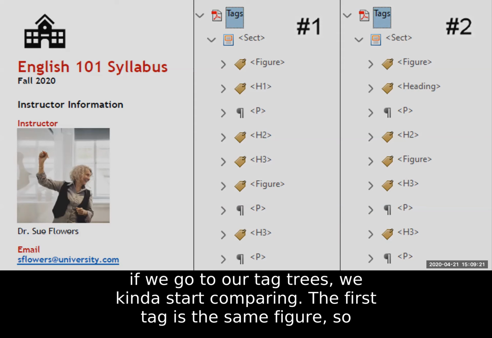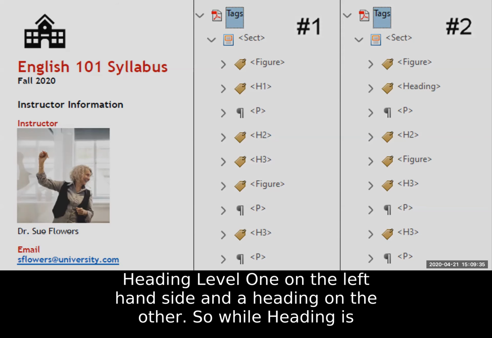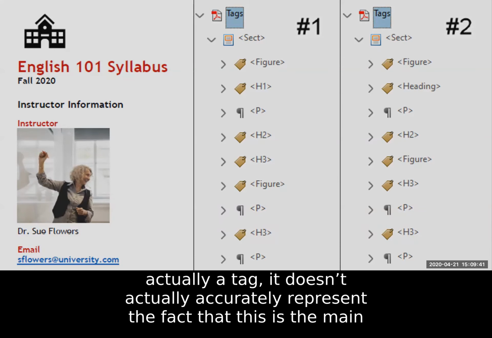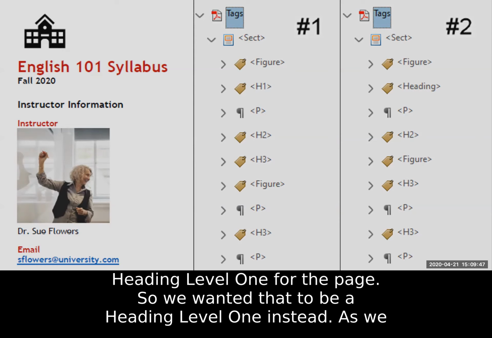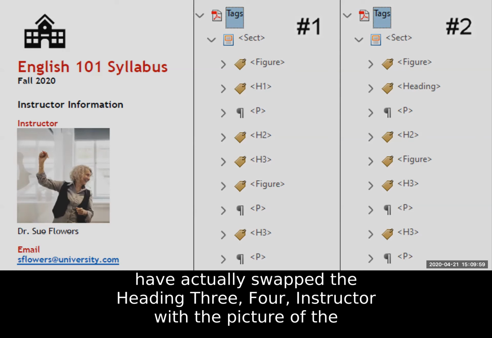So if we go to our tag trees, we start comparing. The first tag is the same figure, so that's actually what we call an image in tag tree language. And then next we have a heading level 1 on the left-hand side and a heading on the other. While heading is actually a tag, it doesn't accurately represent the fact that this is the main heading level 1 for the page. So we wanted that to be a heading level 1 instead. As we go down, they're pretty similar, but there's a difference in the middle section. We have actually swapped the heading 3 for instructor with the picture of the instructor.